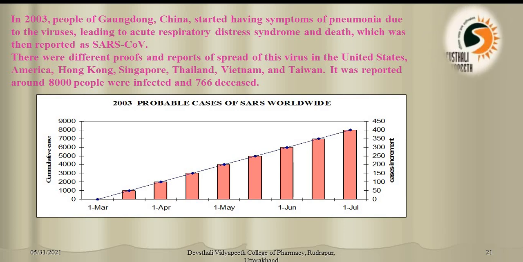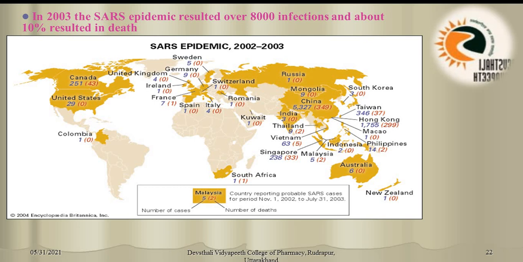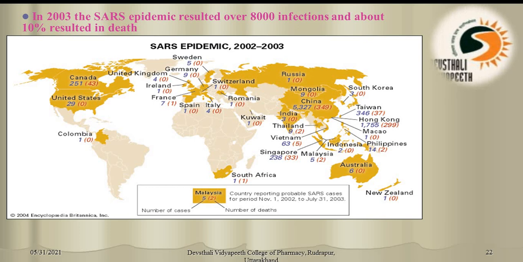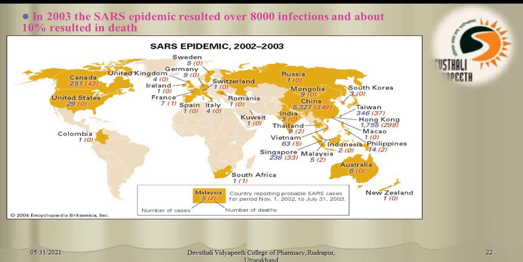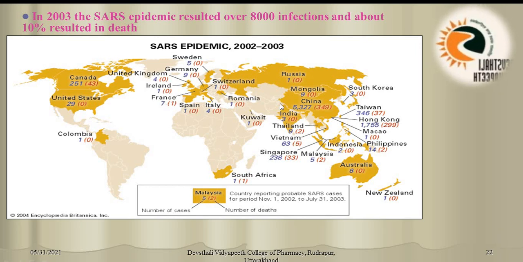As you can see in the data, this is the SARS probable cases worldwide in 2003, with around 8,000 infections. This is the global distribution of SARS in 2003, with over 8,000 infections and a 10% death rate. You can see that China has been the leading country in the cases. After that, Hong Kong, Canada, and the United States also have a good number of cases due to SARS.